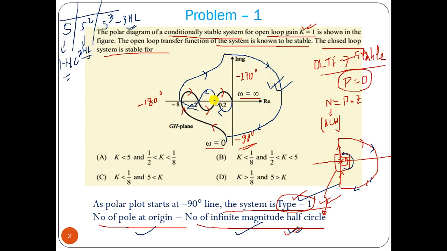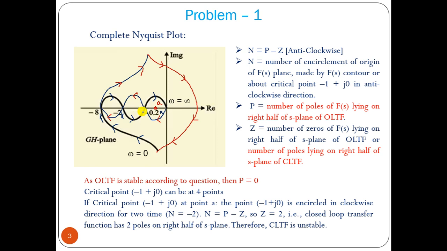So these values are given: minus 2.2, minus 2k, minus 8k. Now according to the formula, let me tell you the formula. N equal to P minus Z, where N is in the anti-clockwise direction. N is the number of encirclements of the origin of the S plane, or the critical point, of the Nyquist contour in the clockwise or anti-clockwise direction.